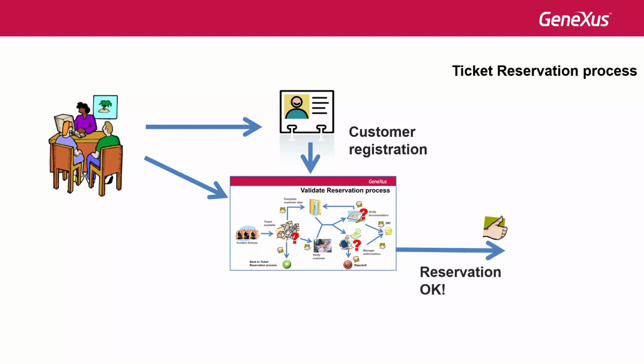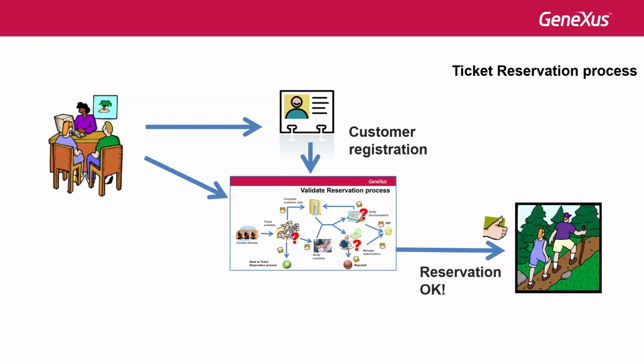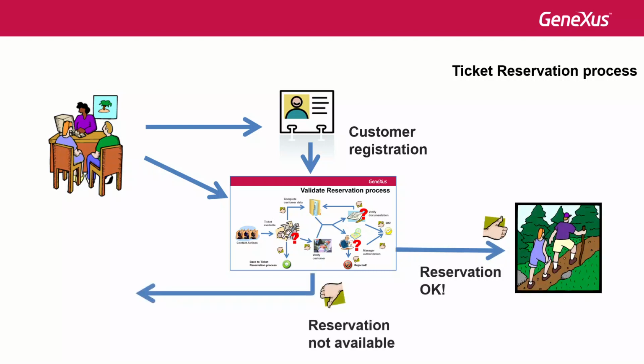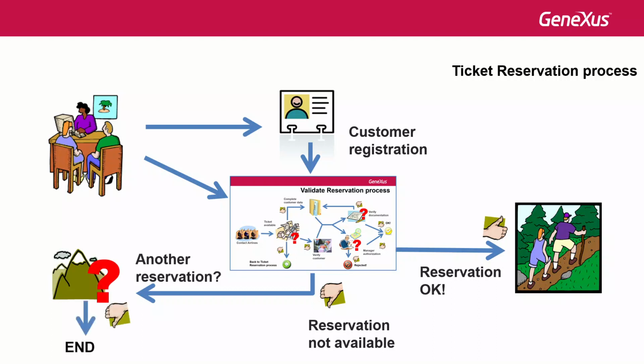Or, it may also happen that there are no flights available to make the reservation. In this case, the traveler will be asked if he wants to make a different reservation. If he declines the offer, the process ends. Otherwise, a new reservation will be offered, and the process starts again.